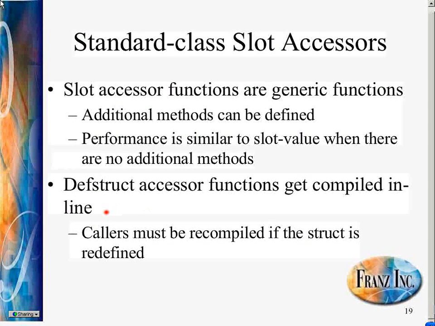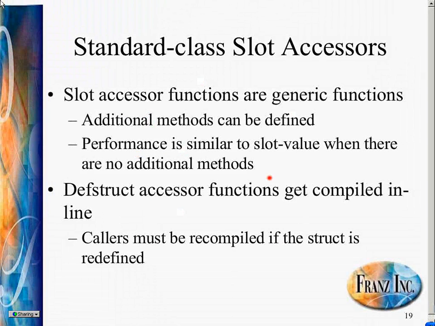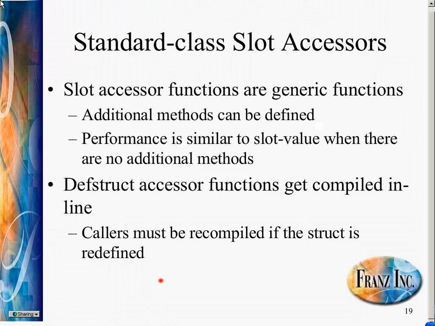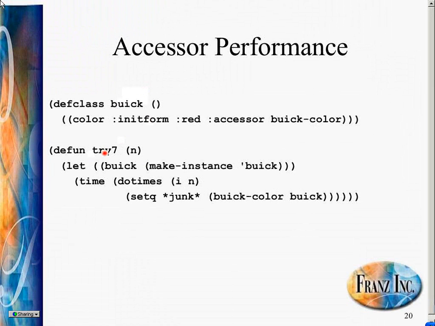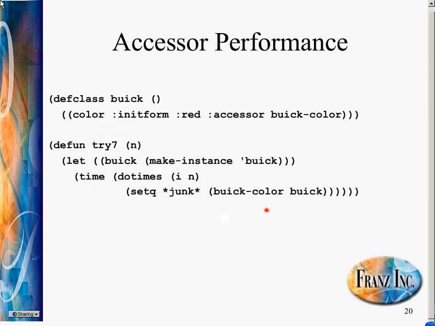Slot accessors are generic functions, and as said before, structure accessors can be compiled inline or often faster. Just something to remember, because structure accessors are compiled inline, you must recompile things if the structure is redefined. That's typically not necessary, recompiling all your code, when you modify generic functions. So here we have a class called Buick. It's got a color slot, and here we're accessing the color slot of a Buick we created, n times.